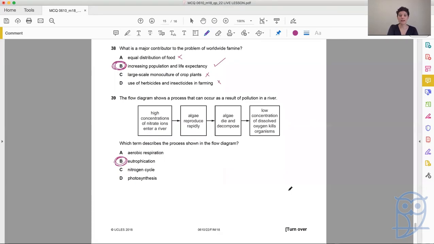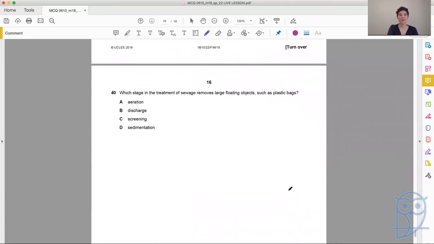And that brings us then to the final question of this paper. Which stage in the treatment of sewage removes large floating objects such as plastic bags? Aeration, discharge, screening, or sedimentation? So, large floating objects, that would be screening. Because the first step of treatment of sewage is the screening to get rid of the large objects so that then the sewage itself can go on to be treated.